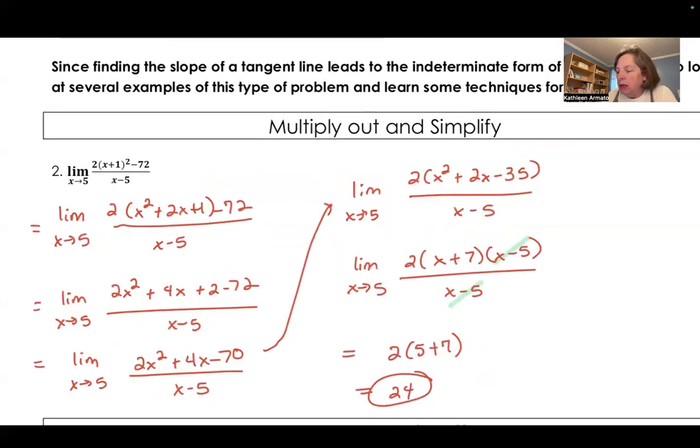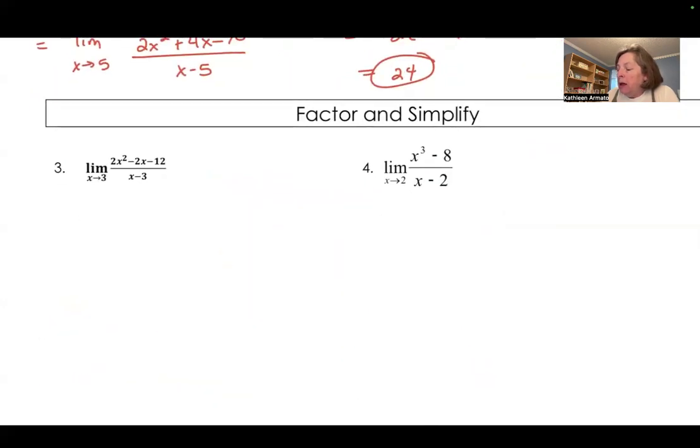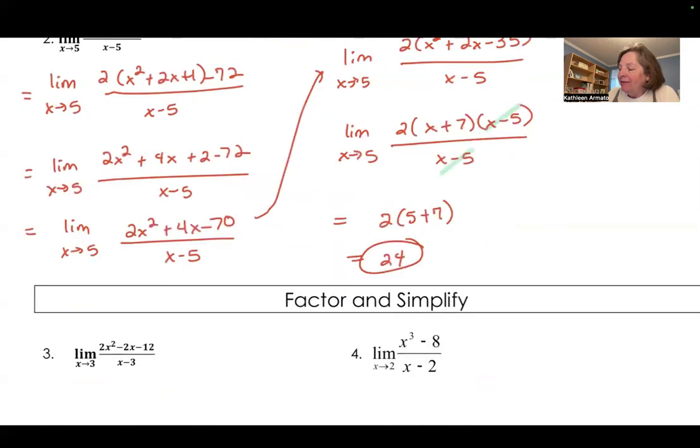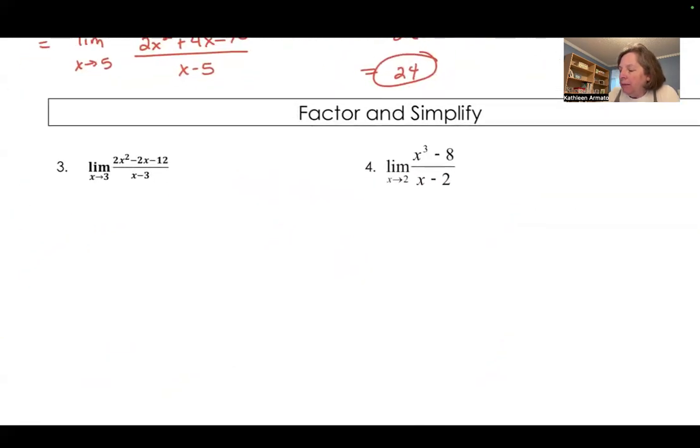All right, so that's just multiply out and simplify. Algebra trick number 2 is to factor and simplify. We kind of ended up factoring up here, didn't we? But these problems were just starting with the factoring. Do make sure you have an indeterminate form before you start this. Otherwise, you can just plug in. Direct substitution works if it's not 0 over 0.